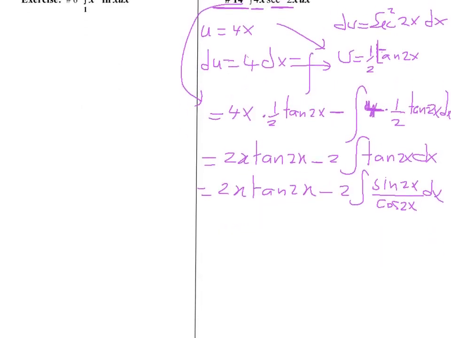And so this is actually the derivative of this. So it's a ln, but you need here a minus, and the 2 which are actually here. So this is equal to 2x tan 2x plus ln cosine 2x plus constant.